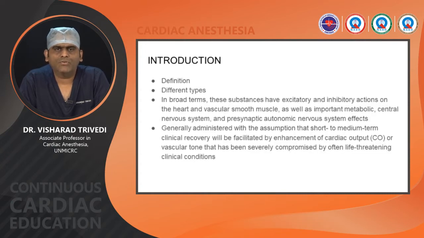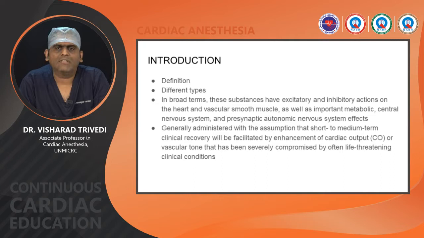So first of all, we should know what inotropes are. Inotropes basically means any drug that can increase the contractility of the heart. Other terms which are used are chronotrope, dromotrope and lusitrope. Chronotrope means any drug which can increase the heart rate, known as chronotropic. Any drug that can increase the conduction of the cardiac impulse is known as dromotropic, and any drug which can increase the diastolic relaxation of the heart is known as lusitropic action.